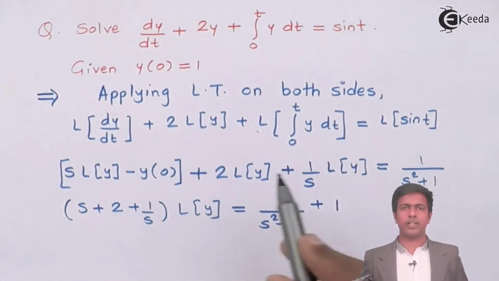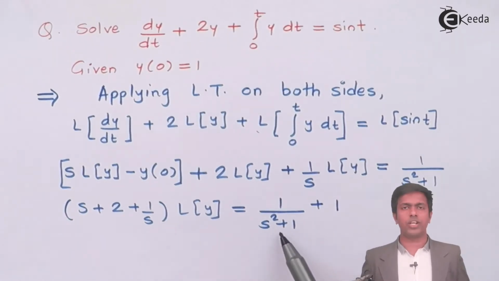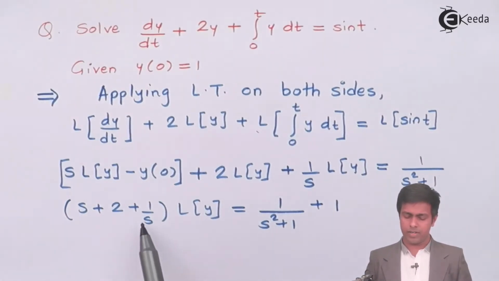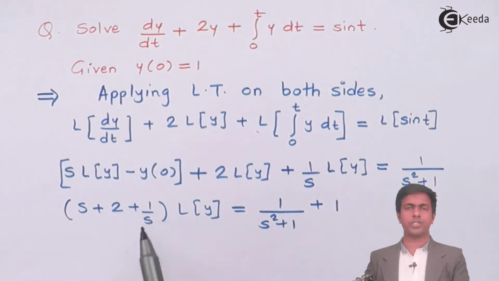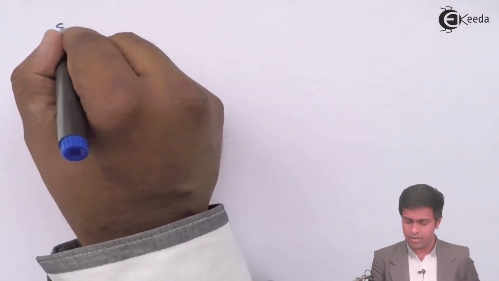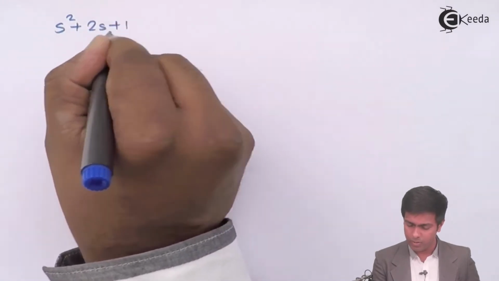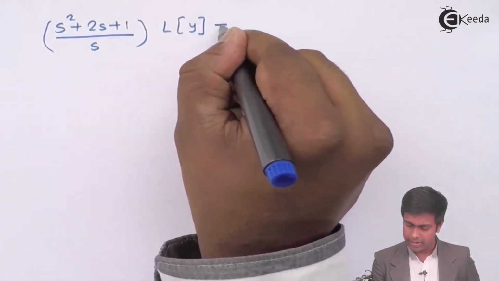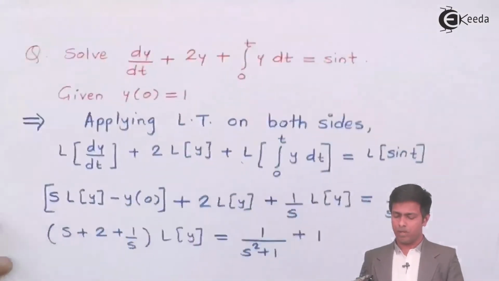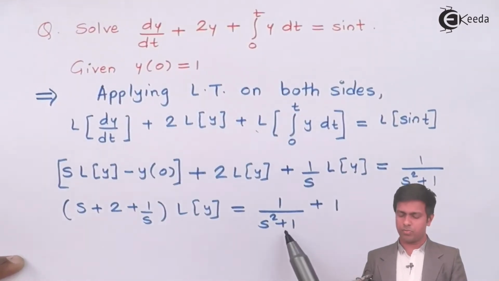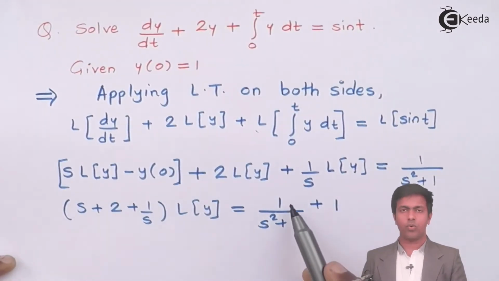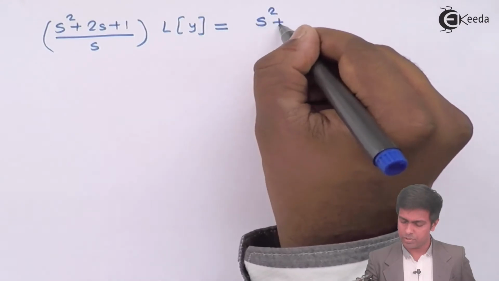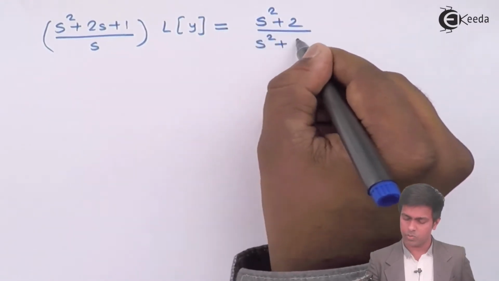Now guys, let's simplify this. So here I'll do the cross multiplication, and here also I'll take the LCM. So here LCM will be s, and we'll get s square plus 2s plus 1. So s square plus 2s plus 1 upon s into Laplace of y is equal to, by cross multiplication, we can get s square plus 1 plus 1, that is s square plus 2, upon s square plus 1.